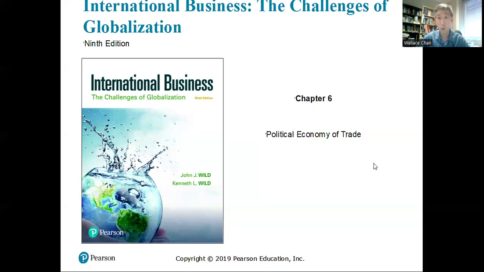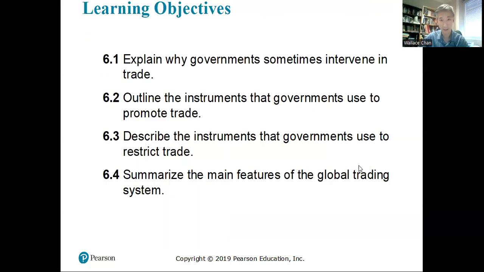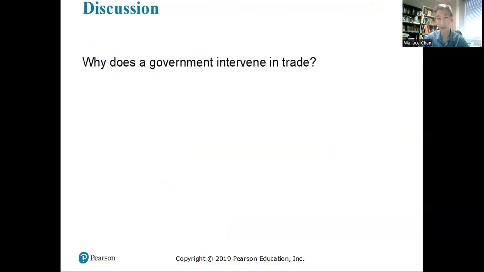If international trade is so good, why do you think people would do something to make it harder for countries to trade? To be more precise, it's usually the government that intervenes in trade. Why does a government intervene in trade? Although international trade almost certainly benefits consumers, the reality is not all the stakeholders may benefit from it. You can imagine some jobs may be lost. You may imagine some small businesses may find it difficult to compete with the multinational companies.